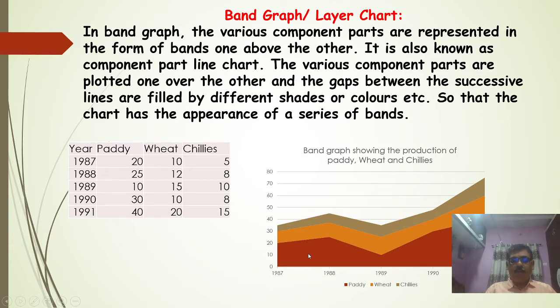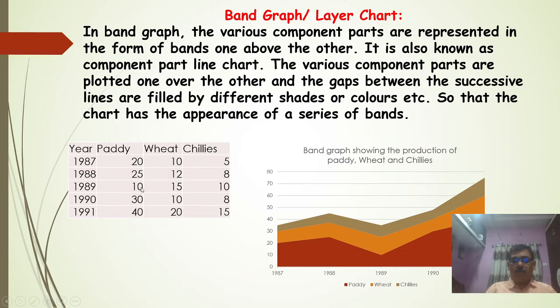Here this is one parameter, the second and the third. Here we are explaining three things. One is for how many years, that is 5 years, from 1987 to 1991. And you are showing the yield of paddy, wheat, and chilies. This brown color is the paddy, then this yellowish one is the wheat, and next is the production of chilies.